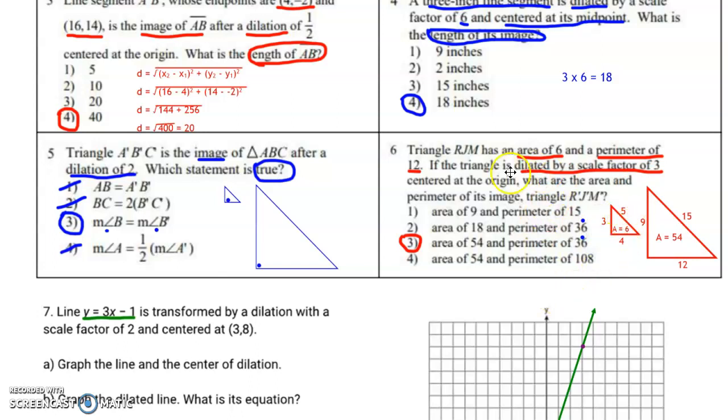That's our perimeter. The triangle is dilated by a scale factor of 3, which means all the sides get 3 times as big. 3 times 3 is 9, 5 times 3 is 15, 4 times 3 is 12. The area and perimeter are very easy to find just by adding all 3 sides, 9, 12, and 15.